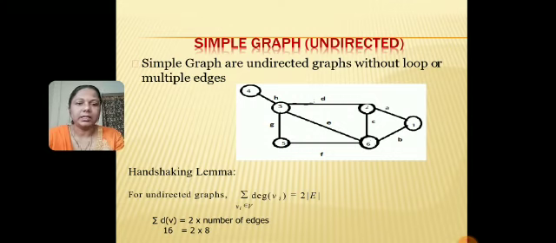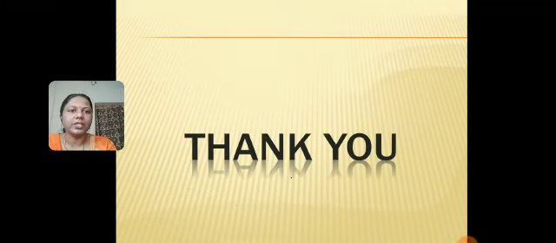The statement of the handshaking lemma is: for an undirected graph, the summation of degrees of vertices is 2 times the number of edges. And in this given graph we can see that the statement is verified, where the summation of degrees of all vertices is 16, the number of edges is 8, so the summation of degrees of vertices equals 2 times the number of edges. This is the verification of the handshaking lemma.